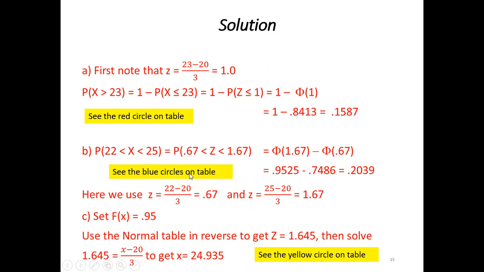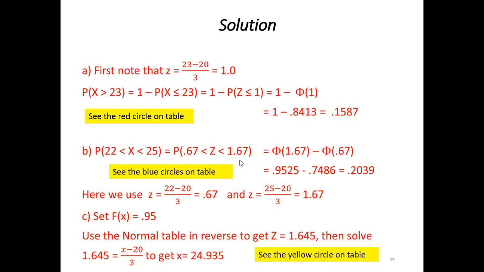So when we convert, remember we take our value x minus mu over the standard deviation. So I would have 22 minus our mean, which is 20, over 3. So that's 0.67. And then we have 25 minus 20 over 3, 1.67. So the probability we want is equal to the probability z is between 0.67 and 1.67.